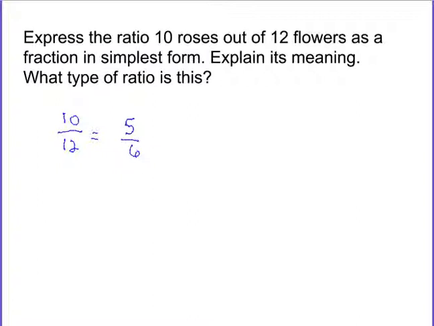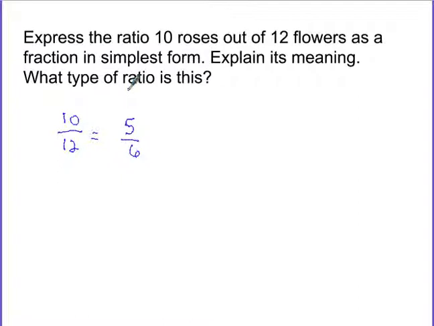Out of 6 flowers, 5 of them are roses. There are 5 roses for every 6 flowers. Yeah. Okay, Kari? So it's part to whole. This is a part to whole ratio. That's exactly right. Because it's comparing part of the flowers, the roses, compared to the total number of flowers.